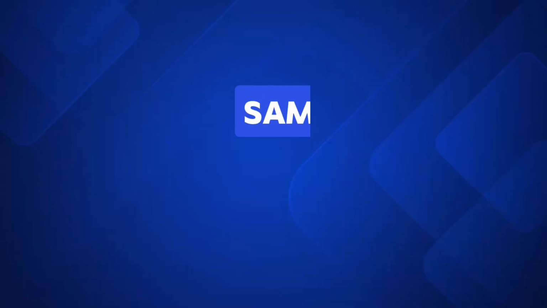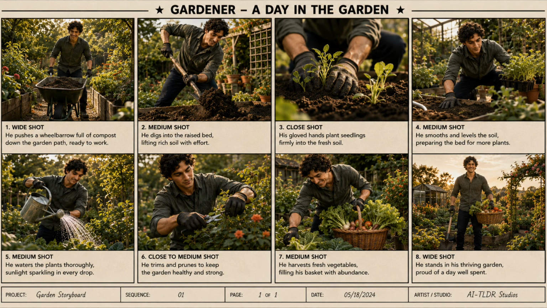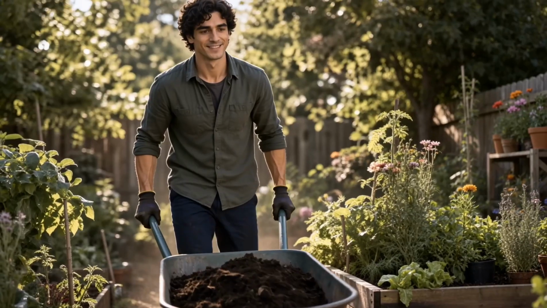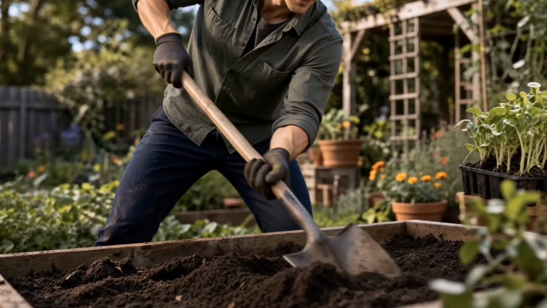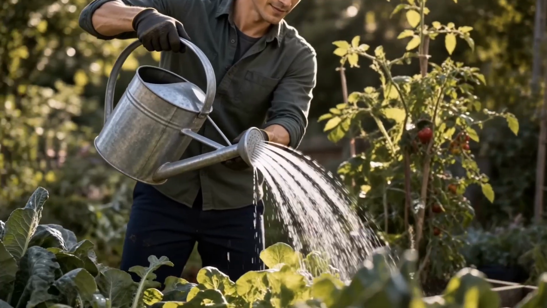Sample 3, gardening. This one is calm and satisfying. We start with the garden tools and soil, then planting seeds, watering, close-ups of hands working, the first little sprouts coming up, and a final shot showing the garden looking fresh and alive, like a mini transformation story.